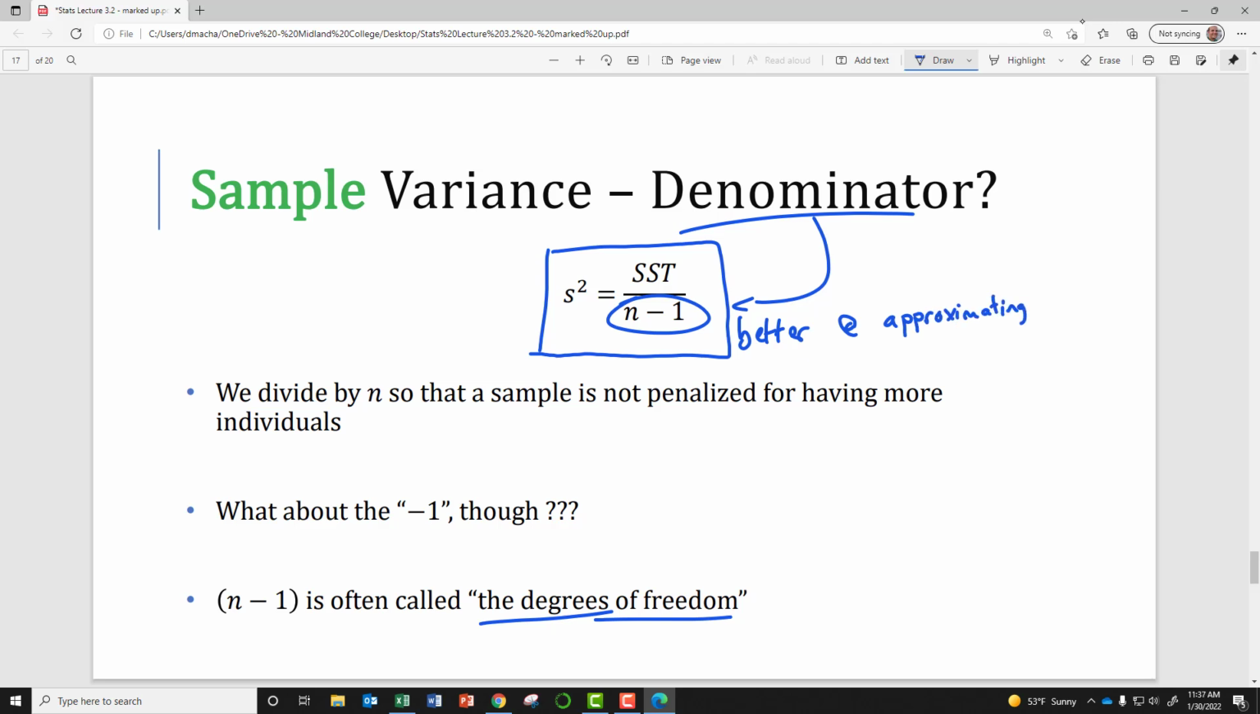So this is better at approximating the population variance, where the population variance is a parameter. Remember, parameters are characteristics of populations that we can never really know, but this formula is better at approximating the population variance than if you were to just take the average of the squared deviations. So that's why we use n-1 in the denominator. It just makes this into a better statistic.